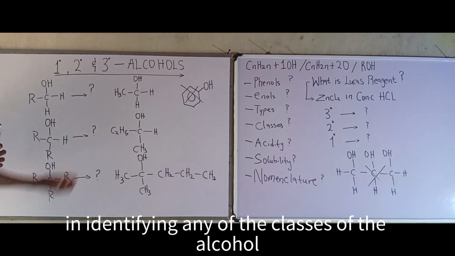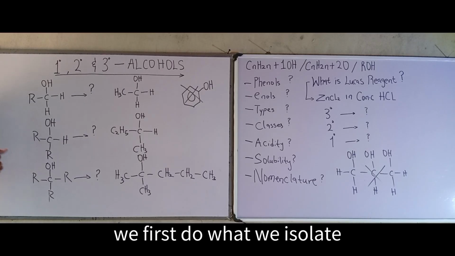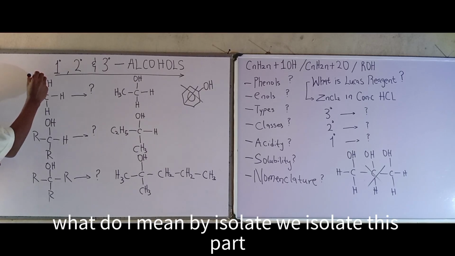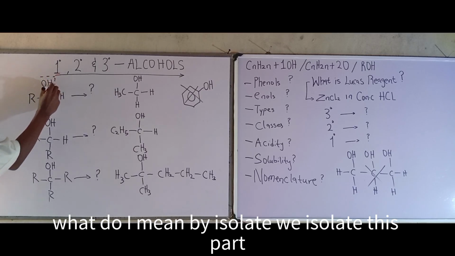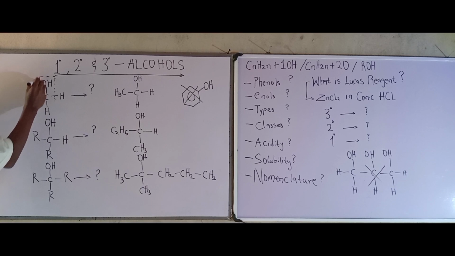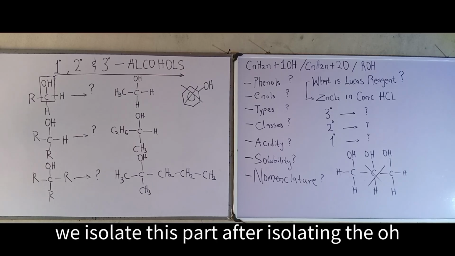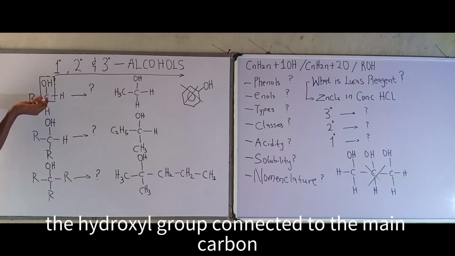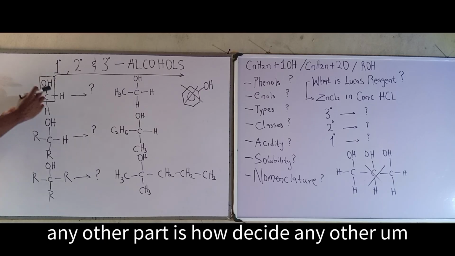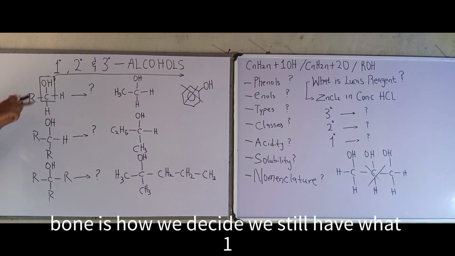First of all, in identifying any of the classes of the alcohols, we first isolate. What do I mean by isolate? We isolate this part. After isolating the OH, the hydroxyl group connected to the main carbon, any other bond is how we decide.